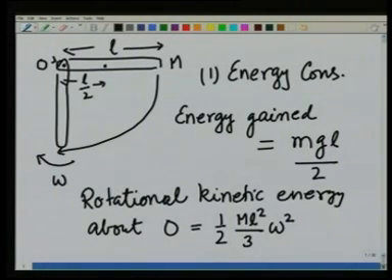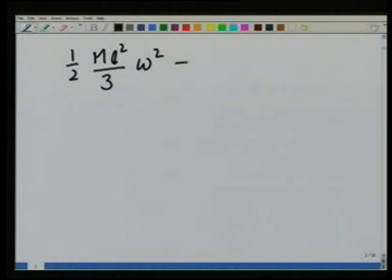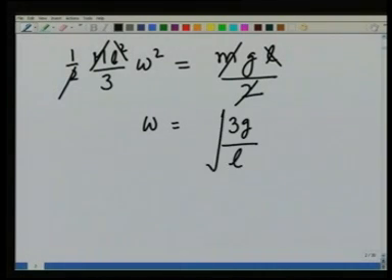The two should be equal, and therefore, I have 1/2 m L square over 3 omega square is equal to m g L divided by 2. This m cancels, this 2 cancels, one of the L's cancels, and therefore, I get omega equals square root of 3 g over L. So, this is the answer that comes from energy conservation.